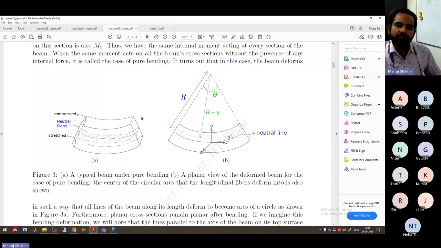When you look from this cross-sectional view, the line which is formed by the different points of intersection of neutral lines with this cross section is called the neutral axis.